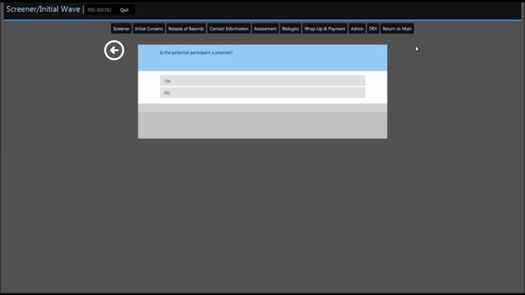Is the potential participant a prisoner? So the person just can't be incarcerated or about to be incarcerated. You'll know this pretty easily from the get-go.